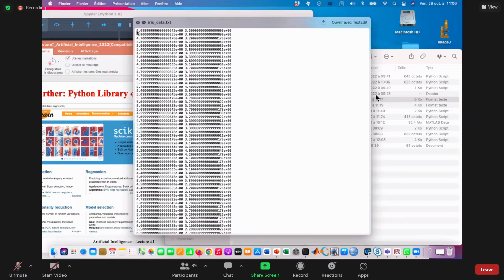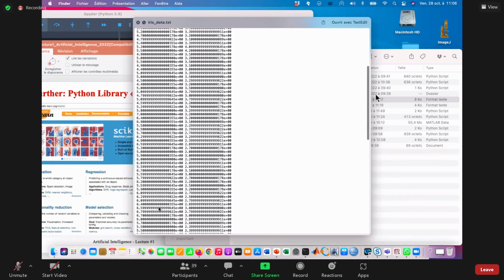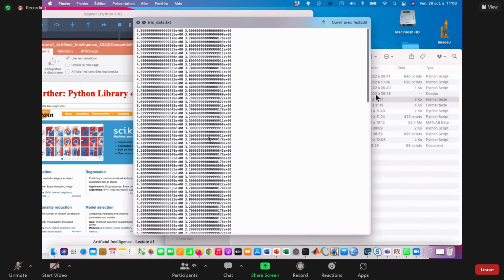So here, for example, we have a length of 5.099 and so on, that is the length in pixels, and 3.5 is the width of the sepal. We can have different values for all of these. For example, the first group corresponds to the first category of flower, the second group to the second, and so on. That is what we use to train the classifier dedicated to the iris flowers classification.